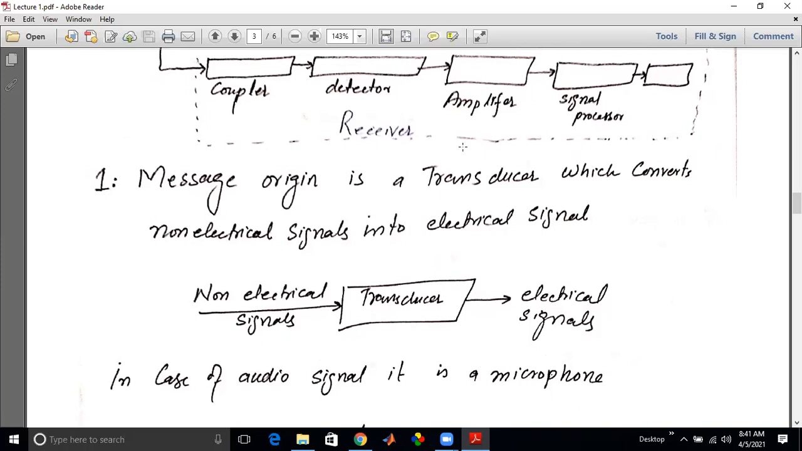It will convert the non-electrical signal to what? The electrical signal. So the message origin is a transducer, which converts a non-electrical signal into an electrical signal. This is a transducer, and this is non-electrical. Its input will be non-electrical and its output will be electrical.